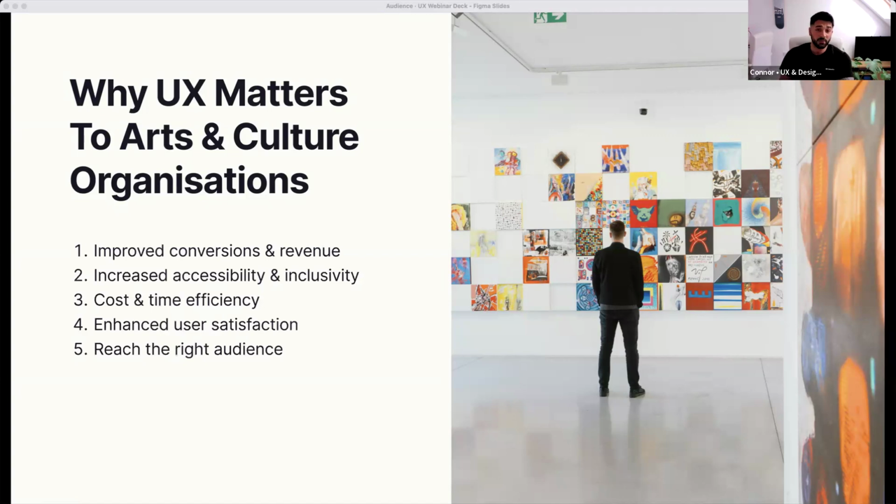And to summarize some key areas where UX can make a positive impact, it can improve conversions and revenue. It can increase accessibility and inclusivity. It can save you time and money. It can enhance user satisfaction and keep them coming back for more. And it can help you reach the right audience, because at the end of the day, if we're not speaking to the right people, then we can never hope to get to where we want to get to.